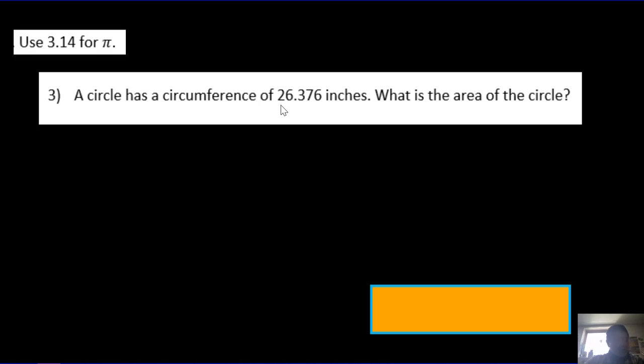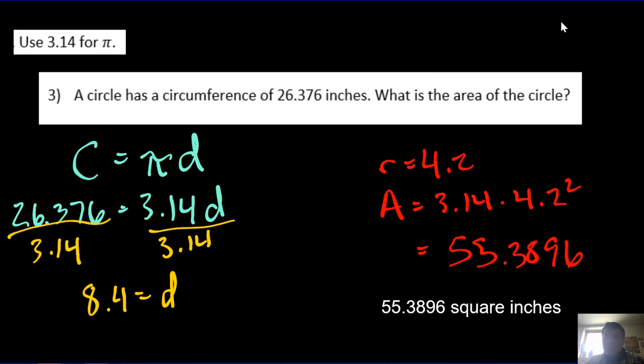A circle has a circumference of 26.376 inches. What was the area of the circle? So now we're going the other direction. We're given the circumference, and you need to find the area. Go ahead and try this out on your own. You should have found that the area is 55.3896 square inches, because the diameter is 8.4, and the radius is 4.2. Square 4.2, and then multiply that by 3.14. You get 55.3896.